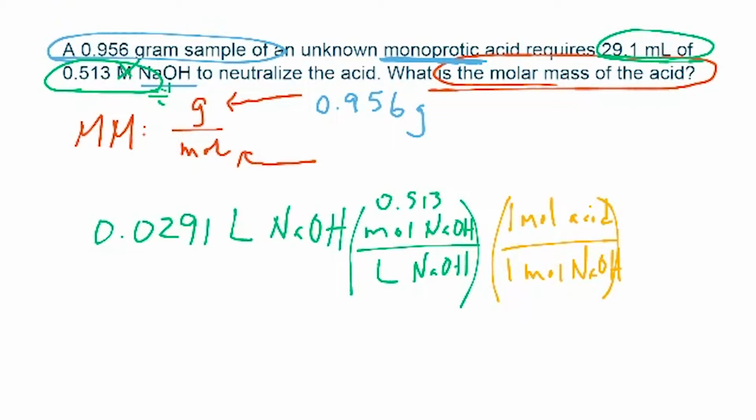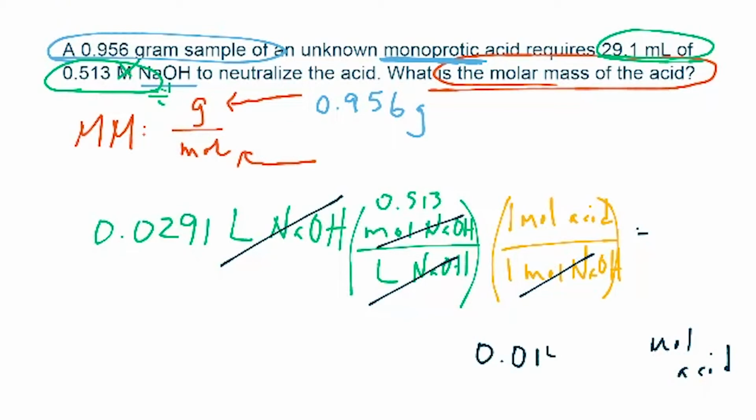Let's do a quick check, make sure our units are working for us. Liters of sodium hydroxide cancel, moles of sodium hydroxide cancel. I'm left with moles of my acid, which is good because that's what I'm looking for to put into my ratio. So now I pick up the calculator, and I get 0.014928 moles of our acid, and we only have 3 digits in that number.